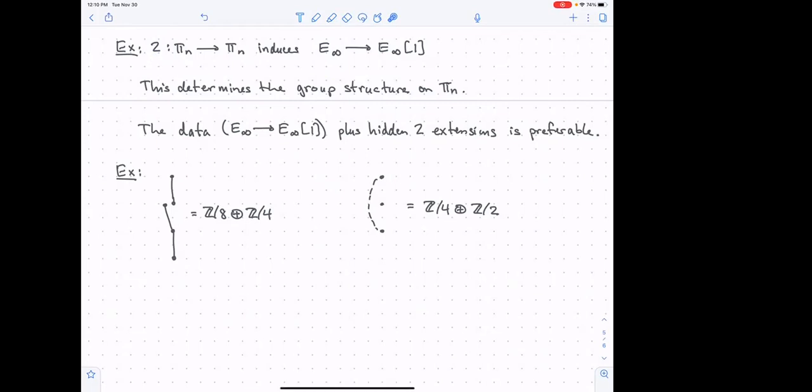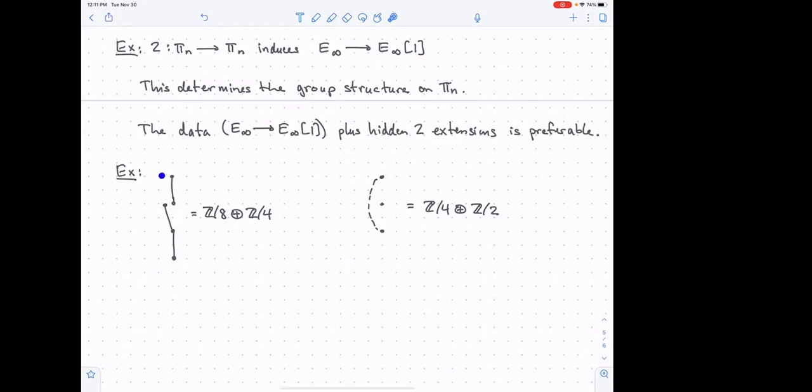Some people might say, oh, just tell me what the group is. I just want to know what pi 63 is. Just look it up and you'll have the answer. But that's not how I prefer. I would rather see the map on E infinity pages and the hidden extensions as extra information. To me, that sorts the information in a more convenient way, with that rich additional structure that helps me keep track and understand what's going on.